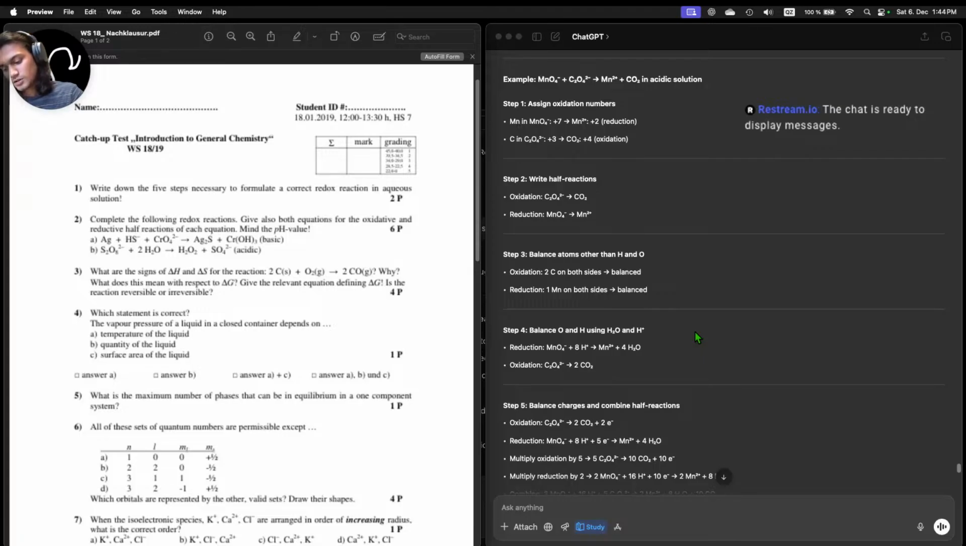So after writing the oxidation and reduction half reactions, balance the atoms except O and H, oxygen and hydrogen. Step 3. MnO4 minus to Mn2 plus: the Mn is the same because there's no need of balancing. C2O4 2 minus needs 2 times CO2.